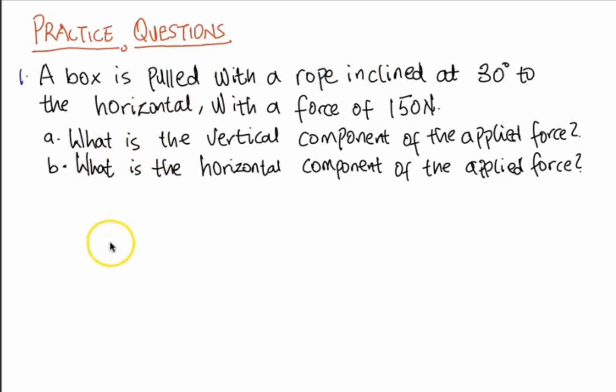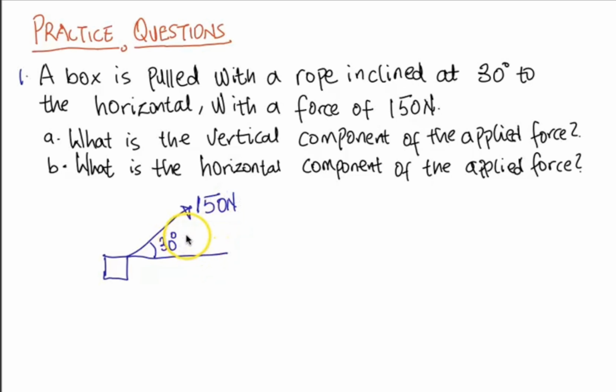Now, if we are to place this in a diagrammatic form, we are going to have this. So we have a box, and this box is pulled with a rope, but the rope is not pulled horizontally or vertically, but it is pulled at an angle of 30 degrees to the horizontal. So this is horizontal. So the box is pulled with a rope at an angle of 30 degrees to the horizontal. And the applied force is 150 Newton.